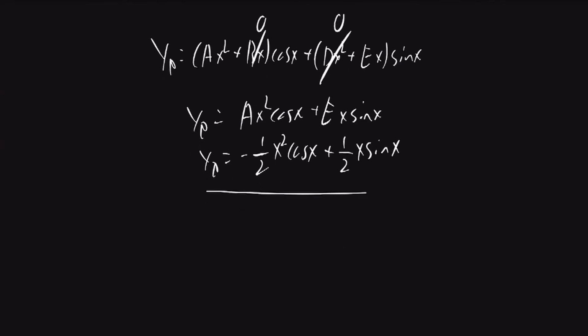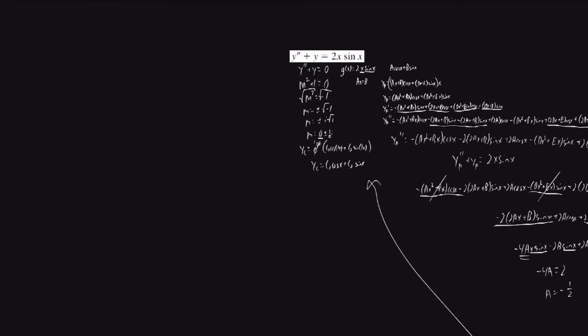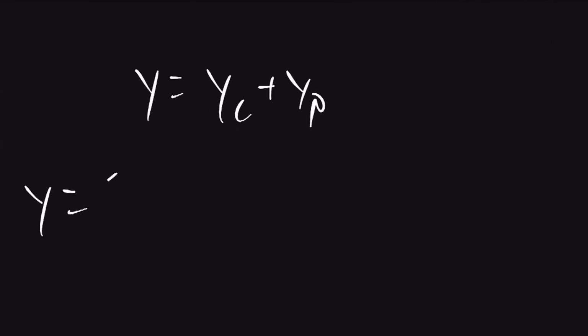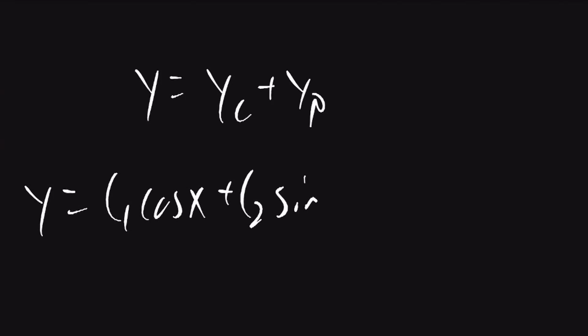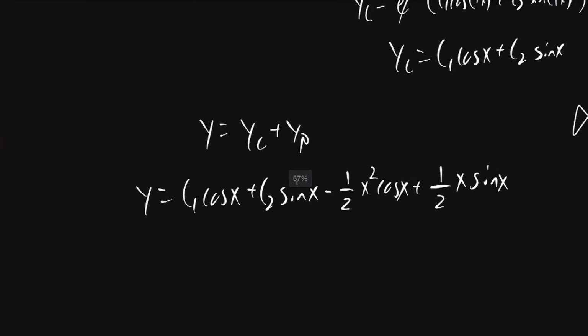Now that we have yp, we can use it to form the general solution. So the general solution y is given as yc plus yp. So y is going to be equal to c1 times cosine x plus c2 times sine x, and yp was minus 1/2 times x squared times cosine x plus 1/2 times x times sine x. So that is our final answer.